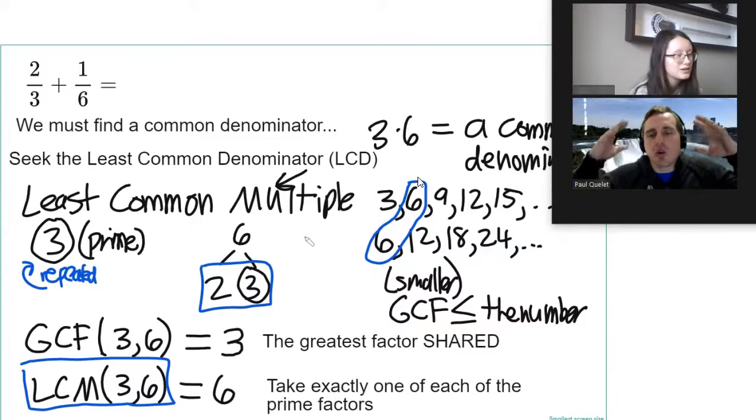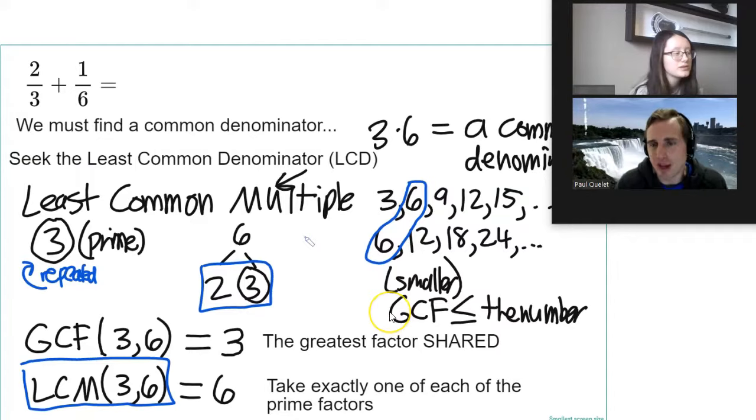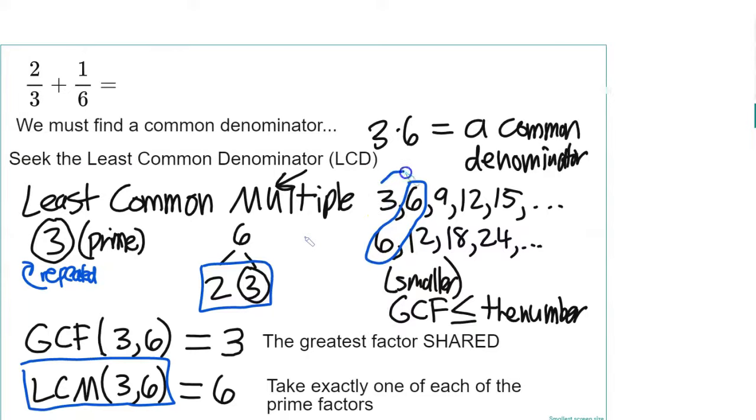Okay. Let the word sink in. Least common multiple. It's the smallest number, least common, that they both multiply up to, right? In other words, it's the smallest number in both of their multiple lists. All right. Does that make sense? Okay, now the reason you're going to have that is because, well, look at this. This is just 3 times 2. That's what we see right there. But then 6 is just 6 times 1.